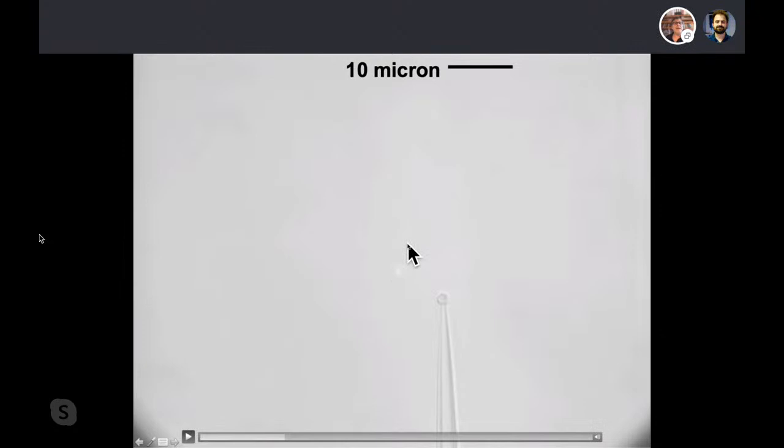This is called micropipette aspiration, which is, by the way, a technique widely used in biophysics to manipulate even single cells. Okay, let's not go into these details. Let's continue watching the movie.